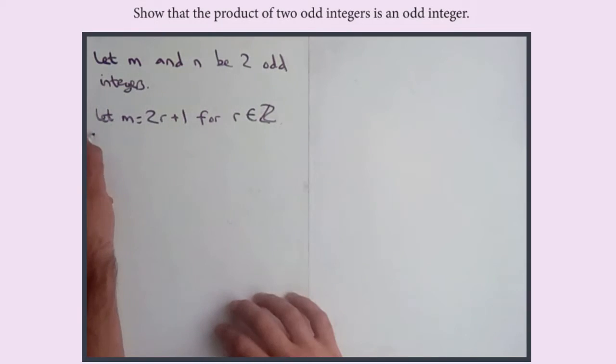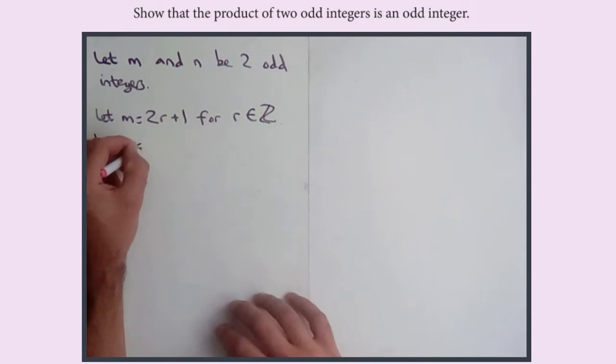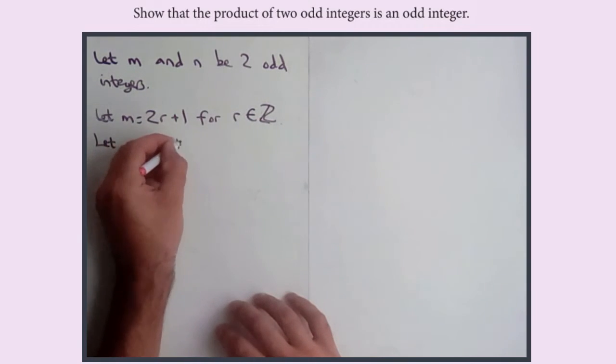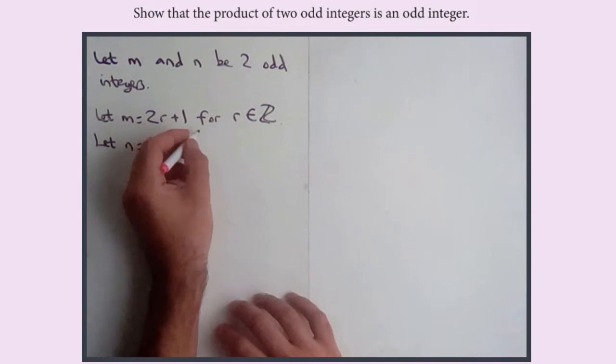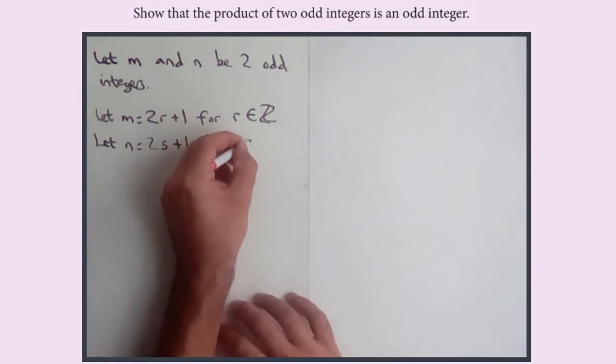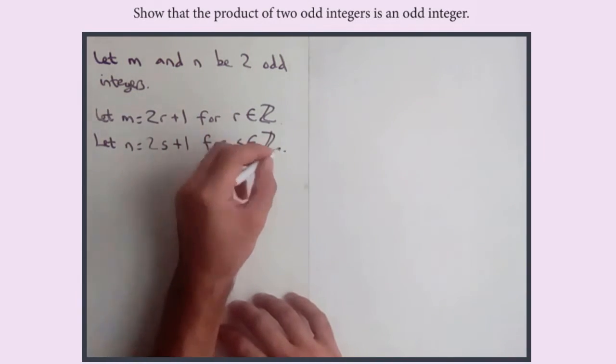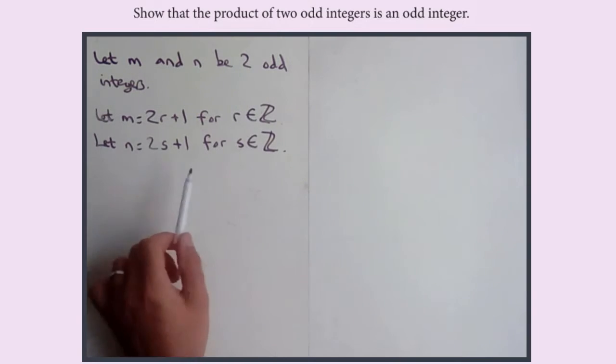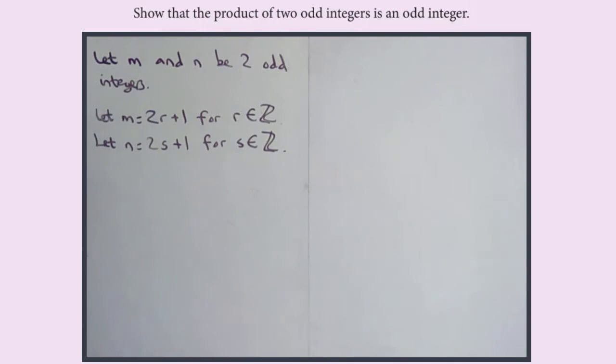Right, so we'll do something very similar with n. So let n equal, but we won't call it 2r plus 1, we'll need a different letter. So 2s plus 1, where s also needs to be an integer. The reason we need a different letter is that if we used r again, you're only really proving that it works for the case when m equals n. And yes, that is one case it needs to work for, but it also needs to work for any odd integers, so when they're equal and not equal, which will be most of the time.